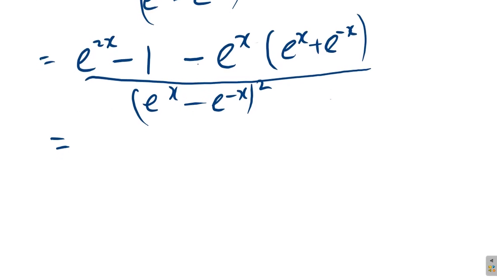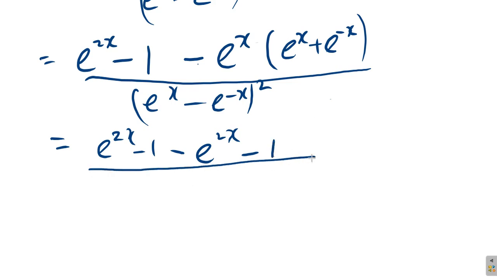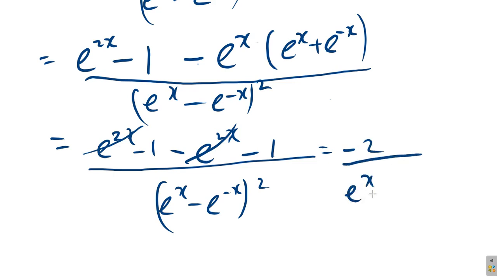So what happens here now? You could open the bracket and say e to the 2x minus 1, minus e to the x times e to the x, which is e to the 2x, minus e to the x times e to the negative x, which is 1, over e to the x minus e to the negative x squared, right? Now the e to the 2x terms are gone. Negative 1 minus 1 is negative 2, over e to the x minus e to the negative x squared. Alright, so that's what you have there.